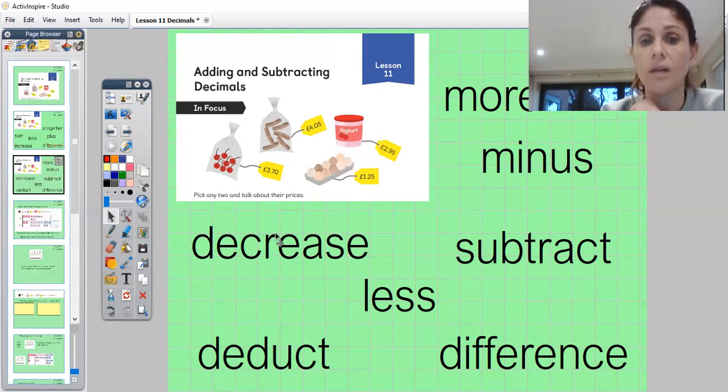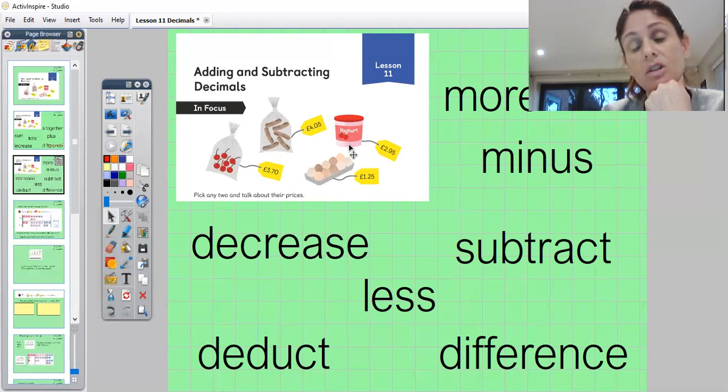So I might say, maybe the yogurt is close to its best before date, and the supermarket know that they need to sell it quickly before it goes off, and then they can't sell it. So it might be that that one is in the reduced section. And so there might be a sign that says decrease the cost of the yogurt by 27 pence. So we know that we've got £2.95 and we have to take away 27 pence, £0.27. Deduct 27 pence from £2.95, right? So they're very similar, these two.